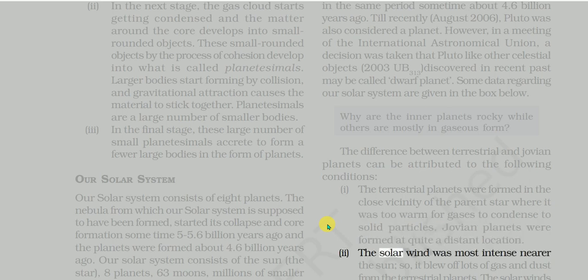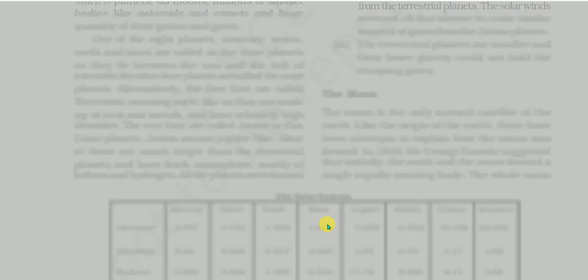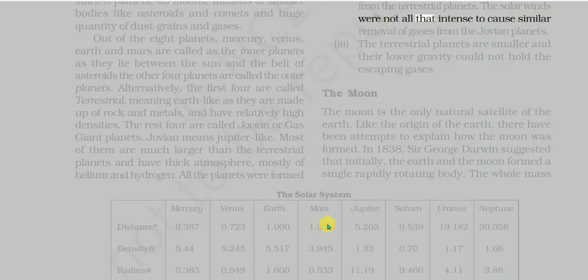2. The solar wind was most intense nearer the Sun, so it blew off lots of gas and dust from the terrestrial planets. The solar winds were not all that intense to cause similar removal of gases from the Jovian planets. 3. The terrestrial planets are smaller and their lower gravity could not hold the escaping gases.